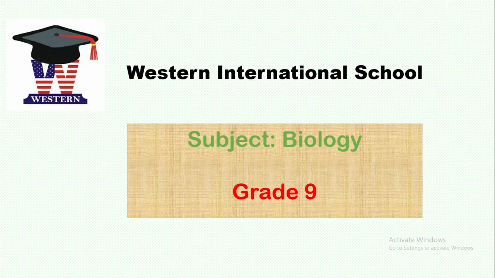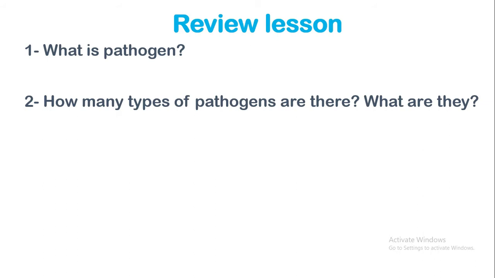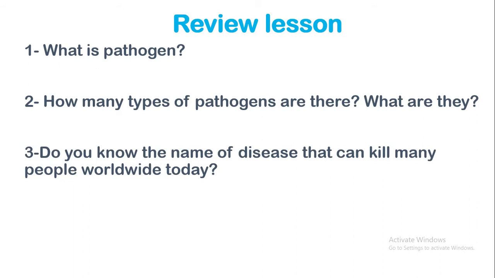Okay, so we will study the new lesson today, but let me review some questions from the last lesson. Now, what is a pathogen? Try to answer by yourself. Number 2, how many types of pathogen are there? What are they? Number 3, do you know the name of the disease that can kill many people worldwide today? Okay, let's check the answers all together.